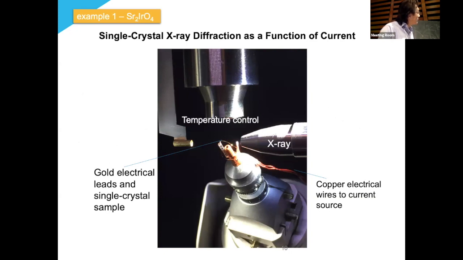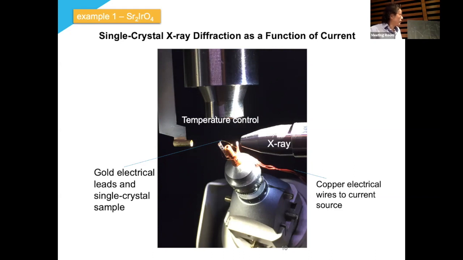On the tip of this, there was a sample. The sample is about 70 micron. On this sample, we have two very thin gold leads attached. These gold leads are connected to thicker copper wires, and the copper wires go to the current source.